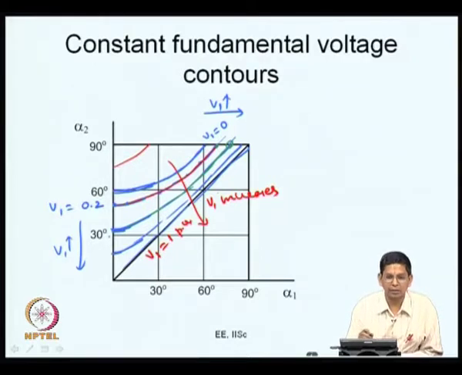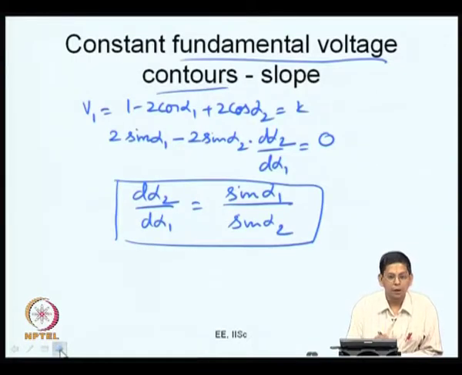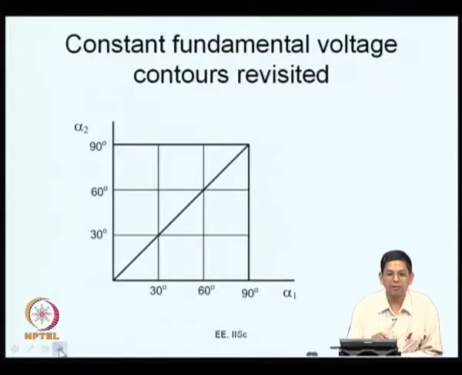So, let us look at that when we actually look at the constant harmonic voltage contours. What I am trying to say is these curves are in fact closed curves, they are not open curves. We are only seeing a portion of those closed curves, and this will be clear when we look at the constant fundamental voltage contours, which we are going to see in a little while from now. So, the slopes are really changing like this, and the slopes will help you plot them very easily.